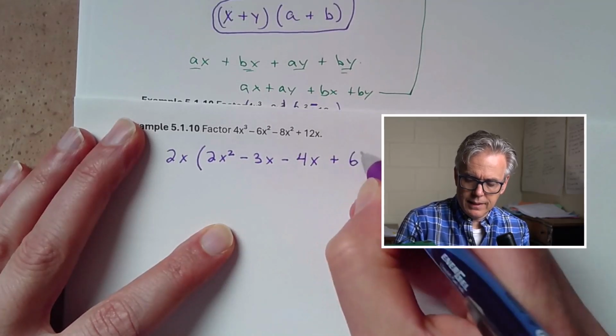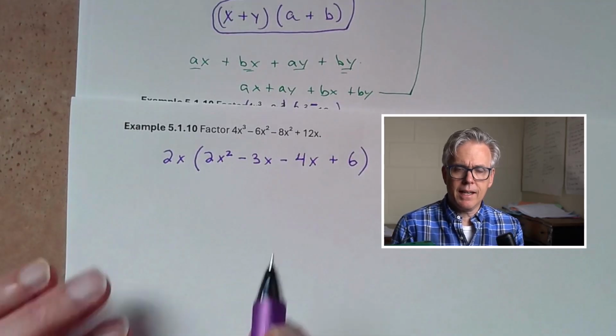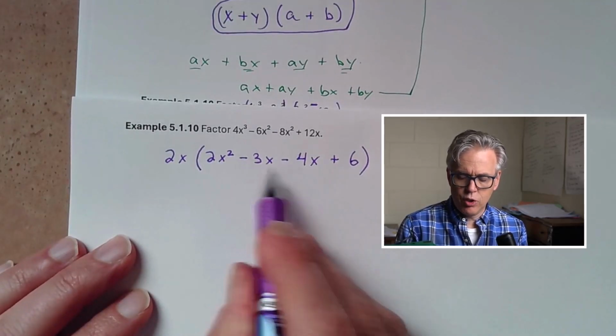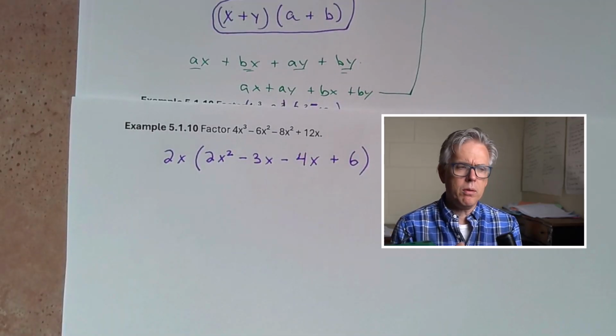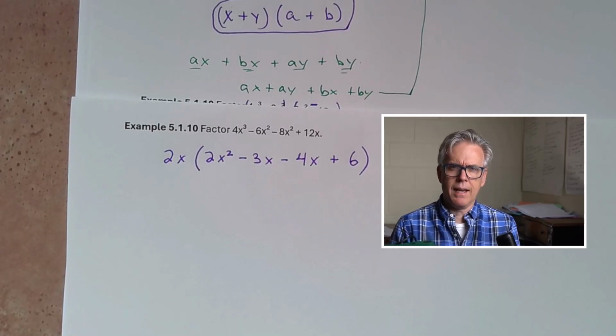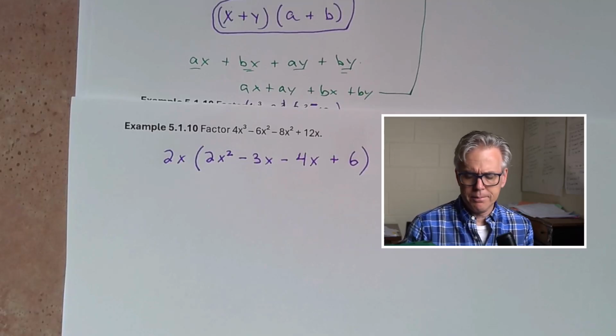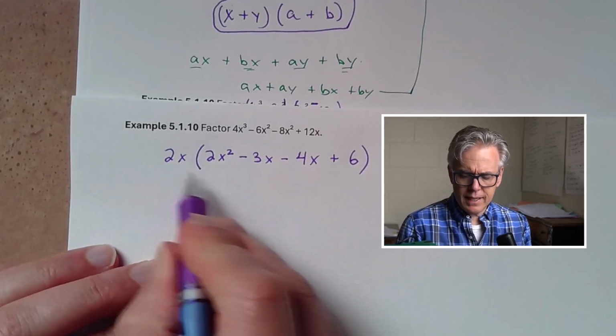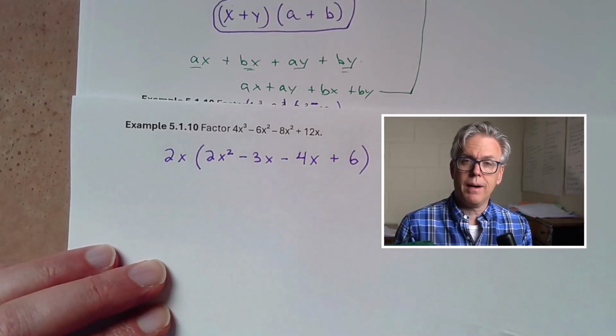plus 6. Now you may be thinking, why don't I just combine these two right here? Well, for our purposes, we're only factoring by grouping the 4-termed polynomials, and you'll see why in the next section, I believe. Okay, with that said, now I look within here and do my grouping.